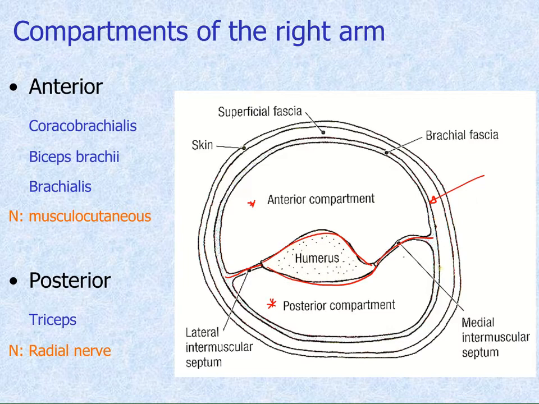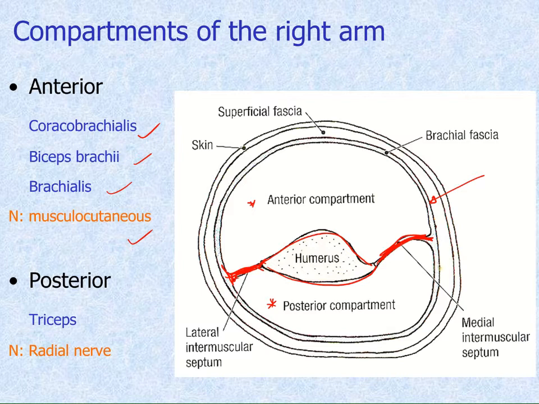In other words, the medial intermuscular septum and the lateral intermuscular septum, which are attached to the periosteum of the bone and the deep fascia of the arm, separate the arm into two compartments. There are three muscles in the anterior compartment: coracobrachialis, biceps brachii, and brachialis. You will study the details of these three muscles later. The nerve of the compartment is the musculocutaneous nerve.